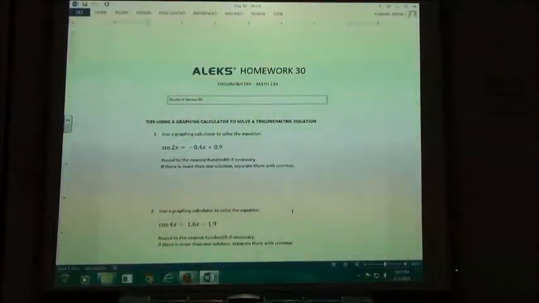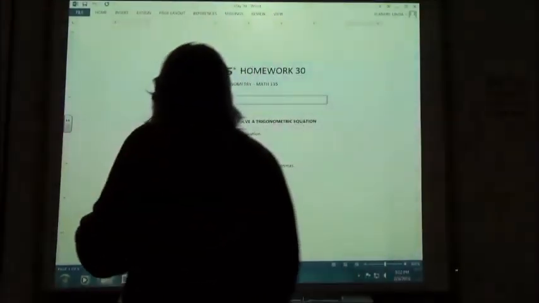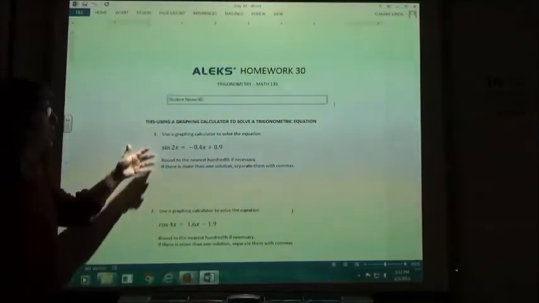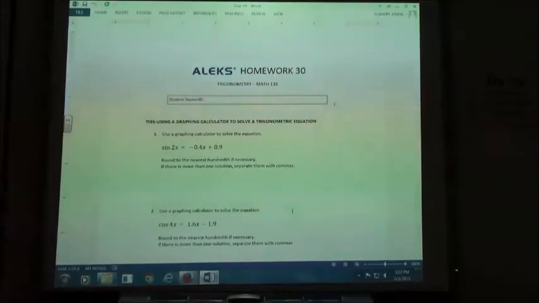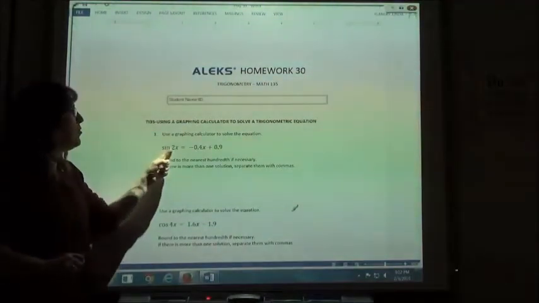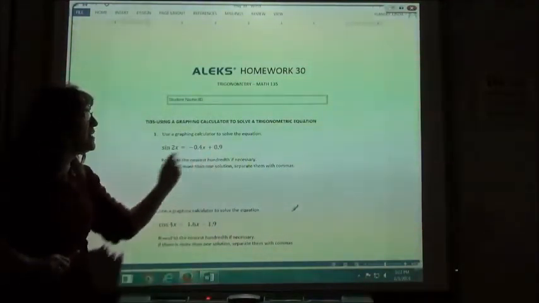All right, homework 30 starts off with using a graphing calculator to solve a trigonometric equation. And we're going to use the Alex graphing calculator to do this. The calculator is active on Alex. But what you're basically going to do is type in one equation that's equal to this side, one equation that's equal to this side.